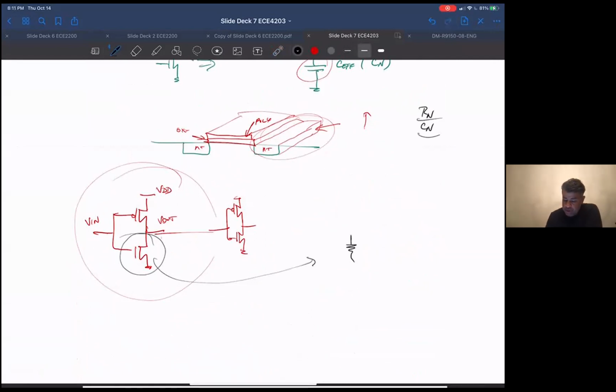But okay, so back to what we're doing. Let's say for the sake of discussion, the width of this guy is 10 micron and the length is 0.18 micron.